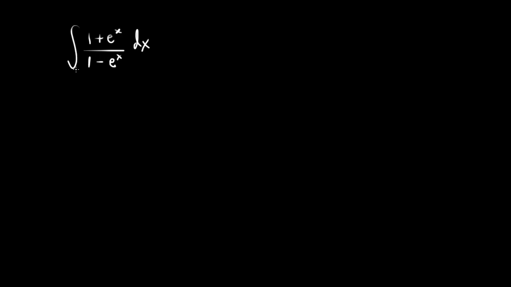I want to integrate (1 plus e to the x) divided by (1 minus e to the x) times dx. Okay, so here I don't think any of our tricks would work: trig substitution, u substitution, or integration by parts, or partial fractions, or anything else.